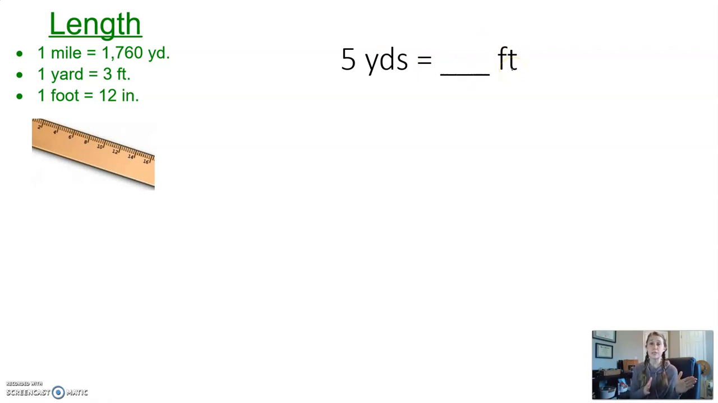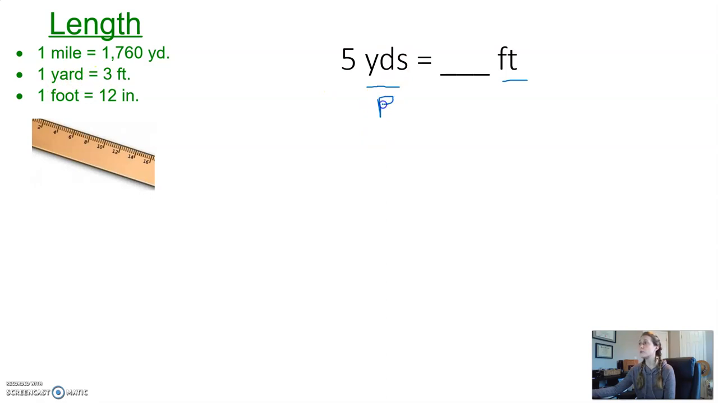Just like with the metric system, the first thing that we're going to do is figure out which chant we're going to use. Big to small, multiply them all, or small to big, divide that pig. Which one? So let's look. We're talking about yards and feet. If I go over here to my conversion chart, I can see that there are 3 feet in 1 yard. So the yard is the bigger unit of measurement. The units over here on the left with a 1 next to it are going to be bigger than the units over here to the right. So 1 yard equals 3 feet.